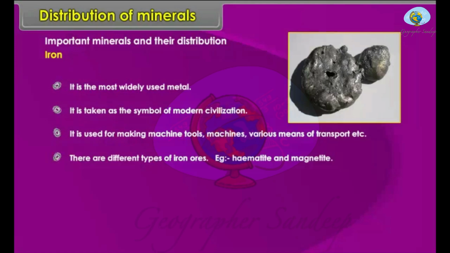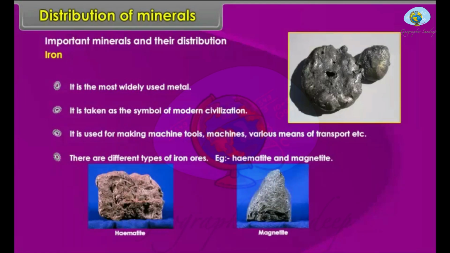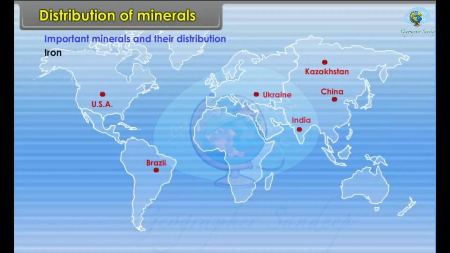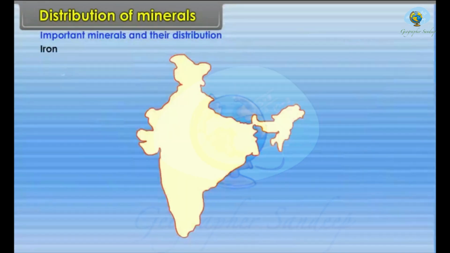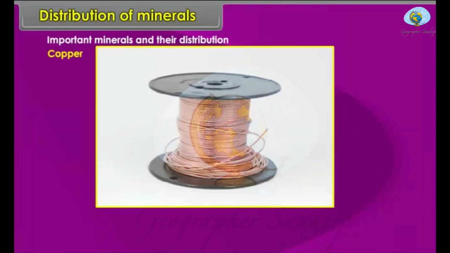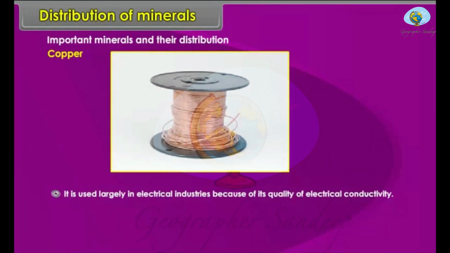There are different types of iron ores. Example: hematite and magnetite. Location: World: Ukraine, Kazakhstan, USA, China, India, Brazil, France, Germany, South Africa, etc. In India: Jharkhand, Orissa, Chhattisgarh and Madhya Pradesh. Copper. It is used largely in electrical industries because of its quality of electrical conductivity.